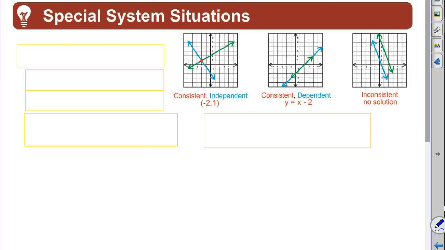Okay, so you found the Algebra 1 quick review, and this is for systems of equations, right? Systems of linear equations. And I want to show you some special situations. All right, you must remember the three possibilities with a system.